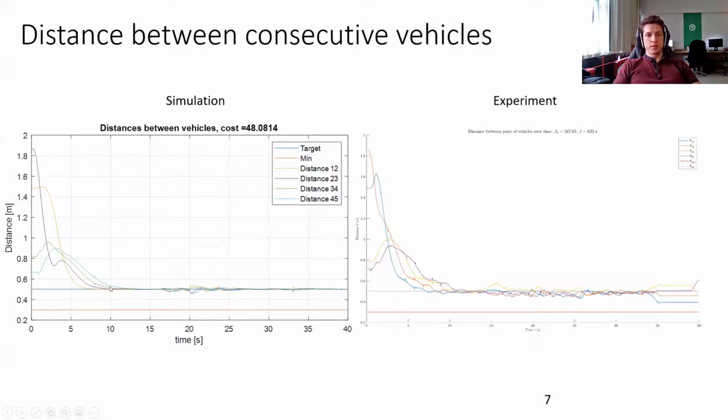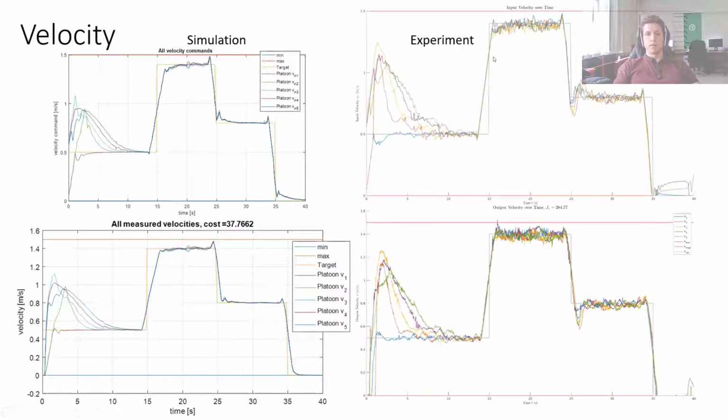But what we can see is that in some 10 seconds we form a platoon with correct distance and maintain this distance in simulation, and similarly in the experiment as well. Our velocity targets are within the bounds in the simulation and the experiment, and of course the vehicles are equipped with accurate velocity tracking, so the measured velocities are also close to the commands and within the bounds.